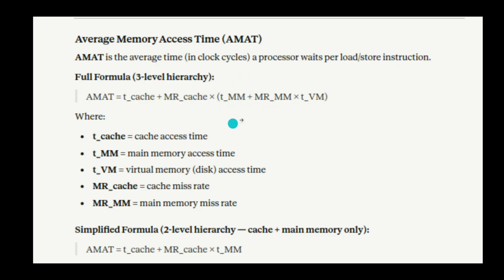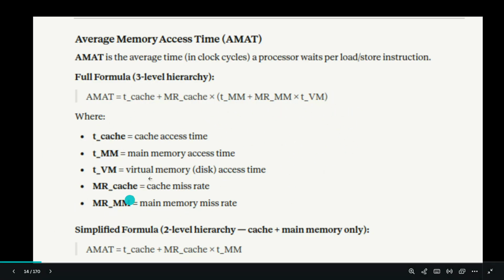If that is also not possible, plus the miss rate of the main memory, into accessing from the virtual memory. That is why this part is there. Here it is 3-level, because we are using the virtual memory also, but here we are dealing with only the cache and the main memory. That is a simplified formula. The cache and 2-level hierarchy is T of cache plus miss rate of cache into accessing the main memory.